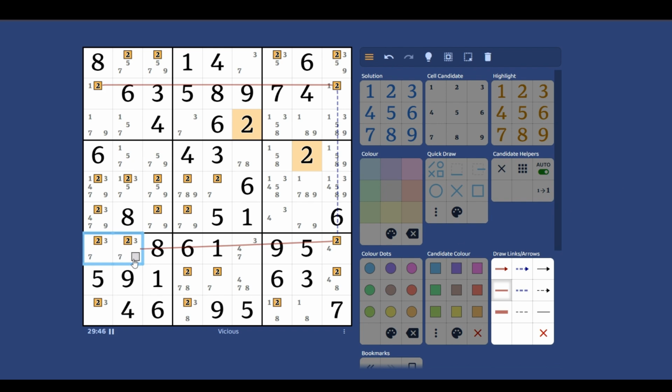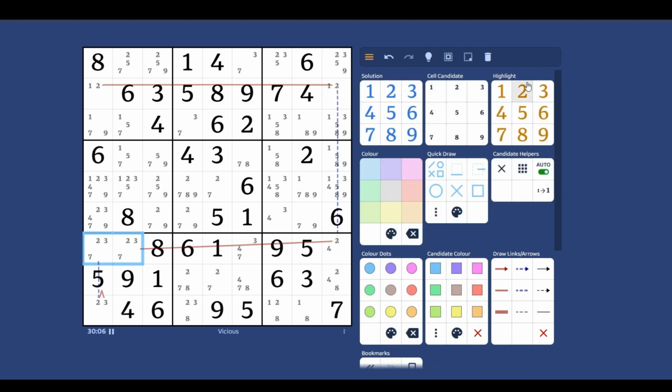And then this group of 2s is weakly linked to this 2 right here, which is finally strongly linked to this 3, and that's our singular value link for this VLL structure. Or if we look at it from this direction, LLV. So we started with a 2, we ended on a 3. So that's a type 2 AIC, which means we can eliminate our starting candidate of a 2 from our ending cell.